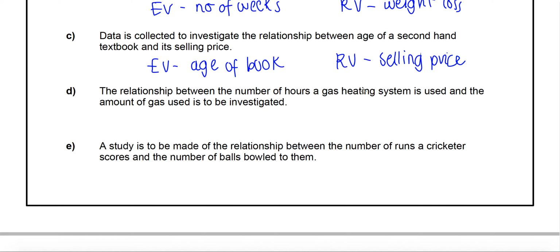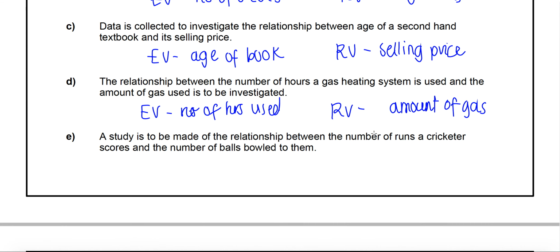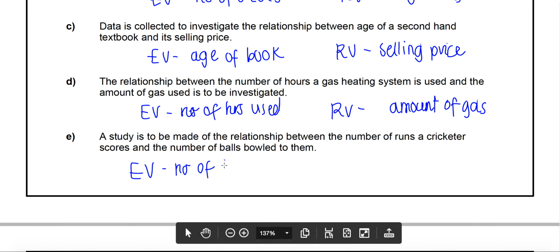Number of hours a heating system's used and the amount that's used. Well, obviously, the time that you've used it should explain the amount that you've used in most cases. And finally, relationship between number of runs a cricketer scores and the number of balls bowled to them. So I would say that the number of balls bowled will go some way in explaining the number of runs.